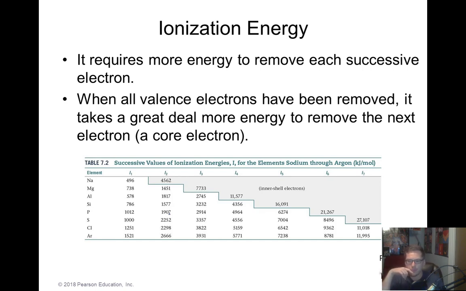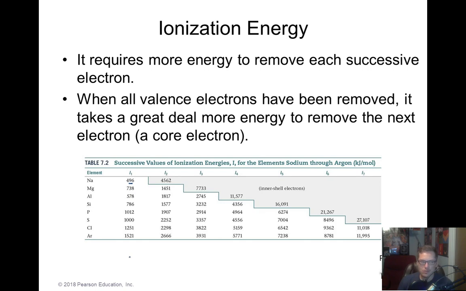Once you have all the valence electrons removed and you're like the noble gas, it's an order of magnitude harder to remove that next electron. So let's look at this. If we've got sodium, in this first column we've got the first ionization energies, then the second, third, fourth, fifth, and so on. Sodium's first ionization energy is 496 kilojoules per mole. That's how much energy it takes to remove the first electron from sodium.